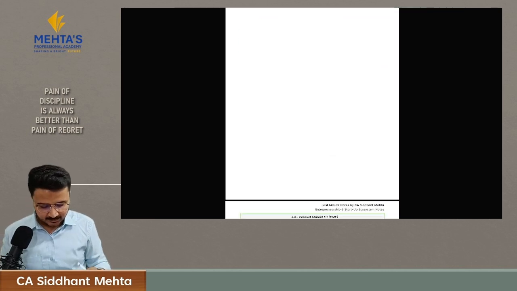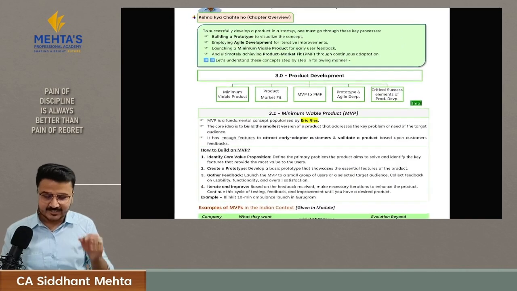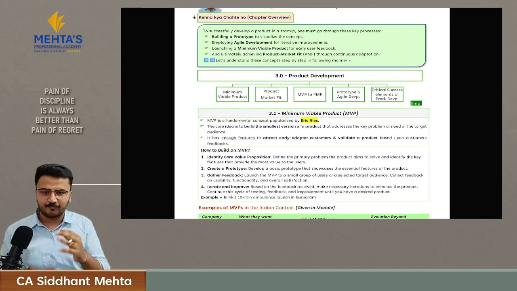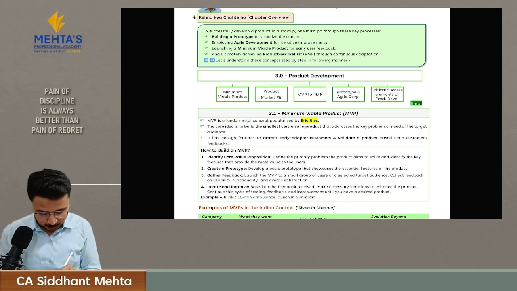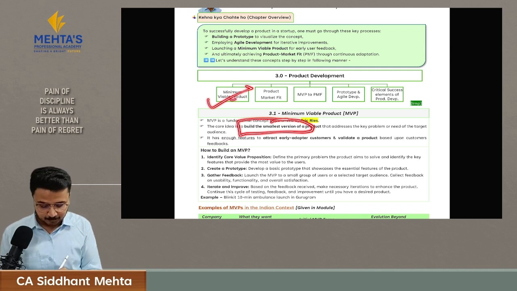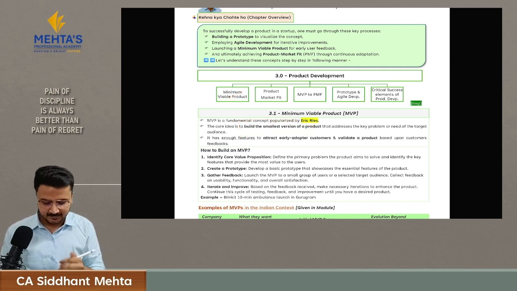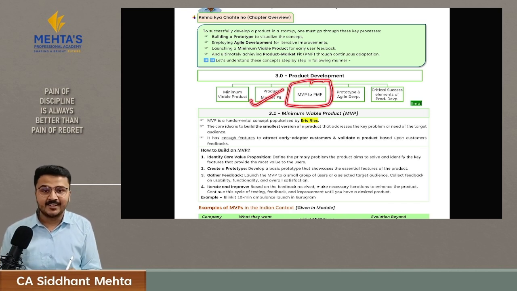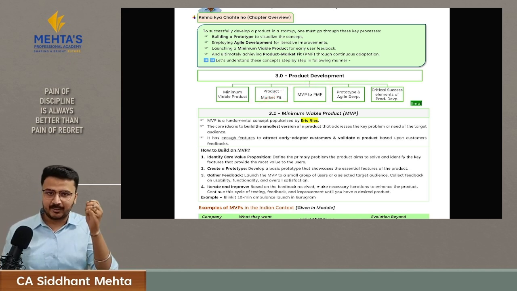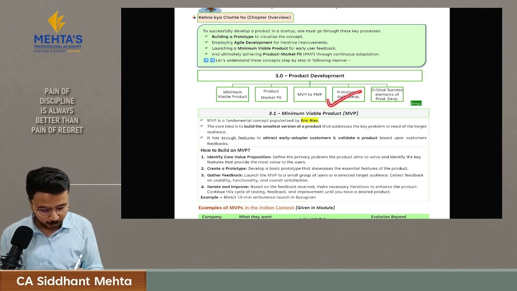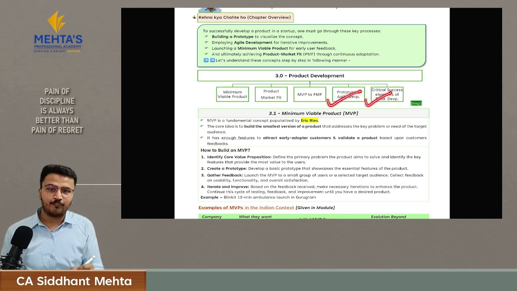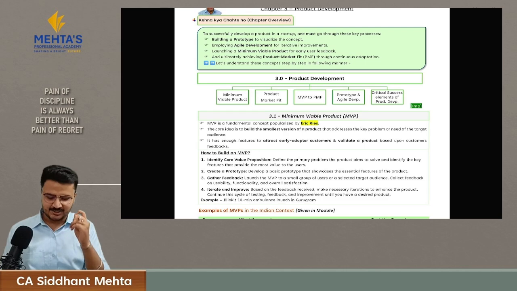In chapter number 3, we will understand that if a startup wants to successfully develop a product, what is the journey for it. The very first thing they will do is to build the smallest version of their product, that is the minimum viable product. They will check whether this product is able to meet the customer's demand, that is product market fit. Here we will also take some real life examples to understand the journey of these companies by developing a minimum viable product and achieving a product market fit. Here we will also understand about prototype and some critical success elements for successful product development. So everything regarding product development we will understand in chapter number 3.